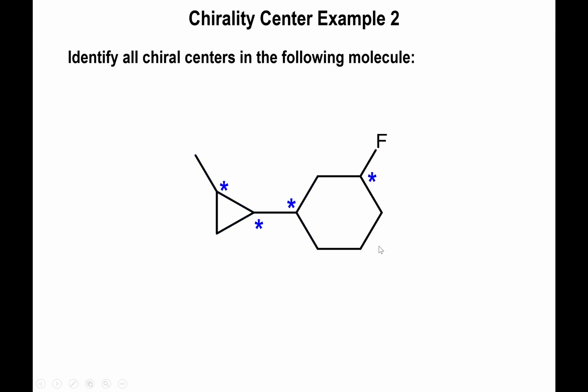So get used to looking at these bond line structures and searching for those chiral centers, and you might have to slow down a little bit to catch the chirality center, but this is in essence what you gotta do just to determine the chirality.